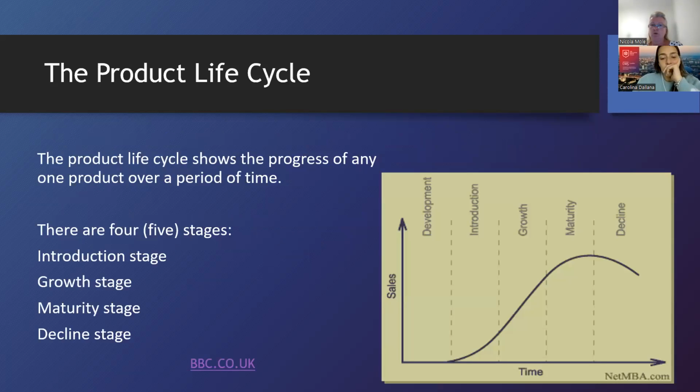We have what we call a product life cycle, and it shows the progress of any one product over a period of time. So it says there are 4 stages. We've talked about 4 stages, but if you actually look at the example here, there are 5 stages. Some people consider the development stage part of the life cycle, so that's the very first section here. Some people consider it separately.